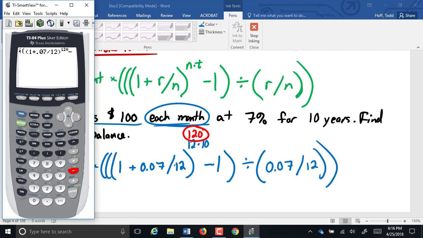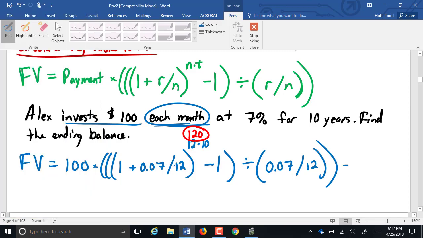So minus 1, close our parentheses, divided by, open parentheses, 0.07 divided by 12, close and close. It equals $17,308.48.